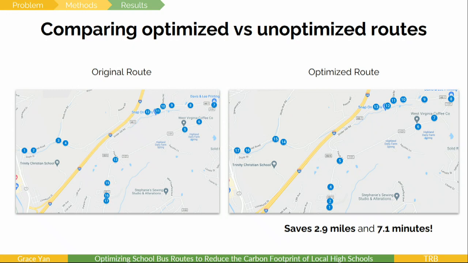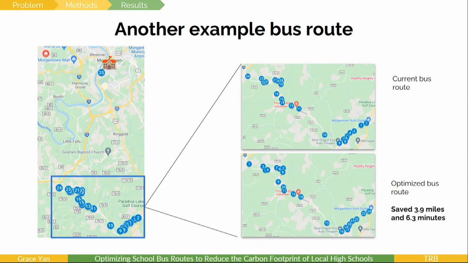But what the optimization tells us is that if we instead start our buses at this stop and curve around and to school, we would be able to save 3 miles and 7 minutes for just this route. Here's another example bus route, where essentially flipping the pickup order can save us 4 miles and 6 minutes.